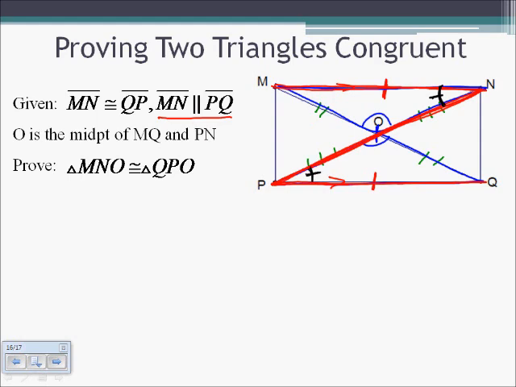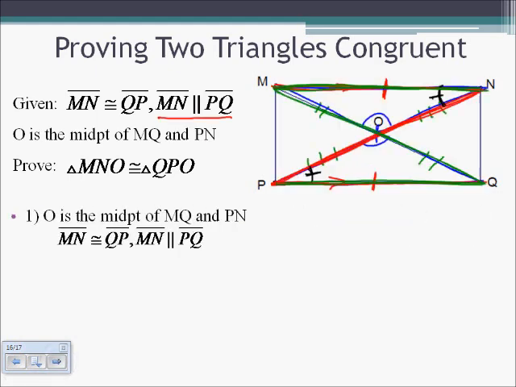Similarly, if I form green lines, I can have a green Z. And the green Z follows the same rule, which gives me this angle here congruent to our angle here. That leaves me with three angles congruent and three sides congruent, which leaves us with congruent triangles. So we've solved the proof on the picture. Now all we need to do is write it up formally.